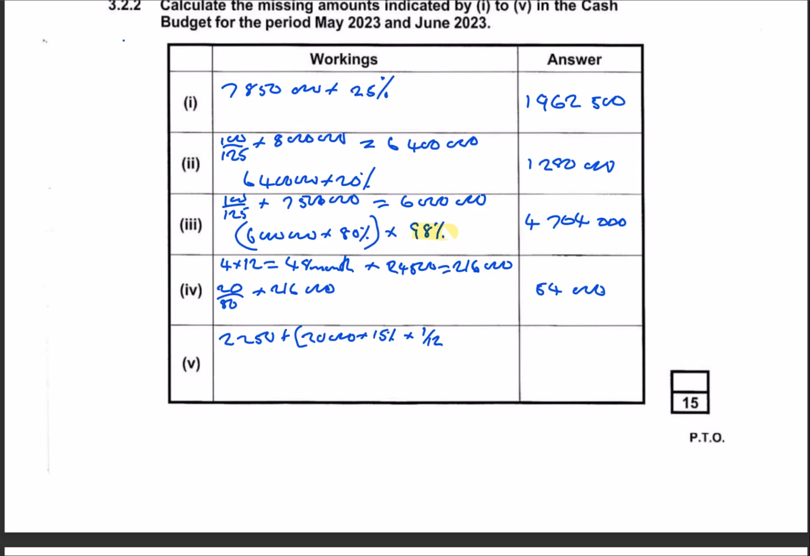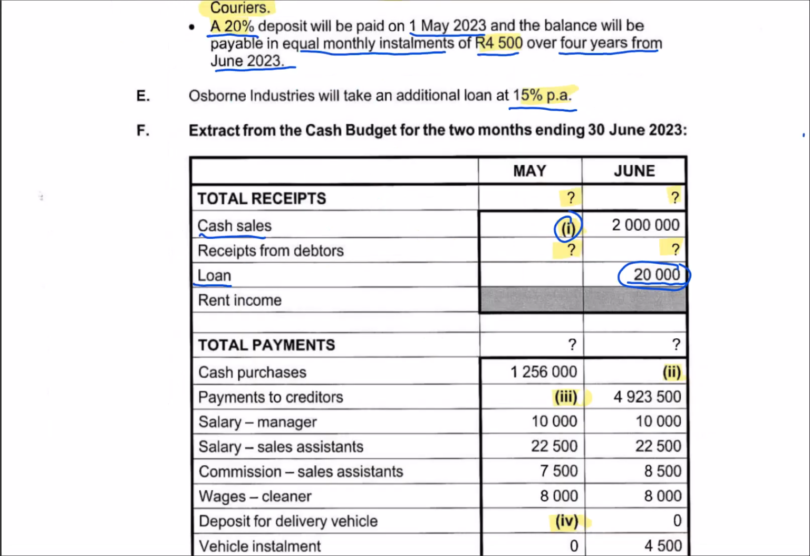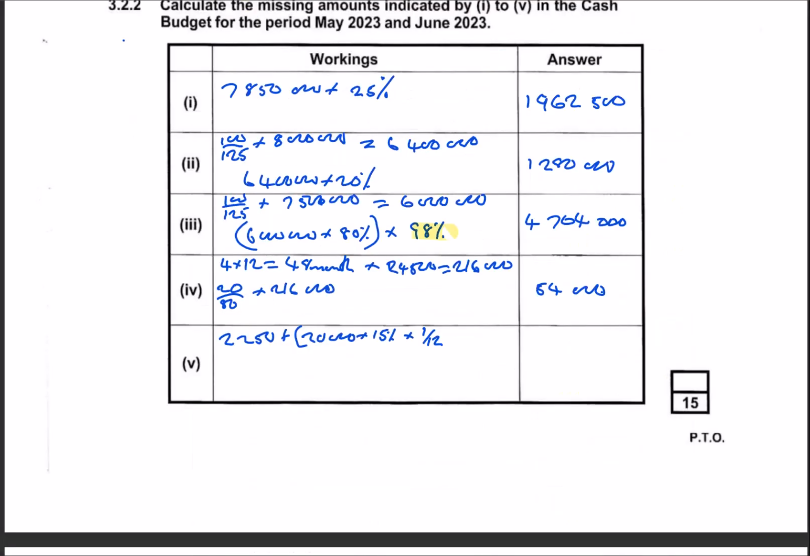The reason why it is divided by 12, remember, is that it's a monthly interest payment. The 15% is per annum. You just need to be careful. If the rate is per annum and you're calculating monthly, you need to divide by 12.